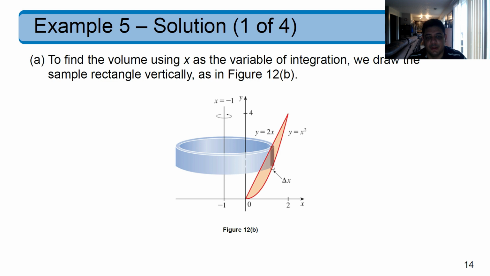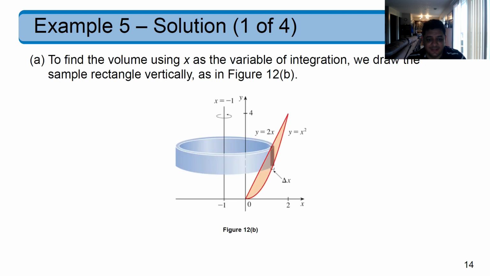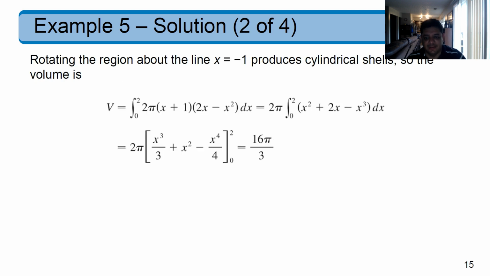Now, I can establish the difference between these two. So how is that going to be? Notice the rotating region about the line x equals -1 produces a cylindrical shell, so the volume is going to be 2 pi (x plus 1), because remember this part here is the distance from this location to here. This is a certain point x that I don't know what it is, x minus -1, so x plus 1. So that's where I get this part.